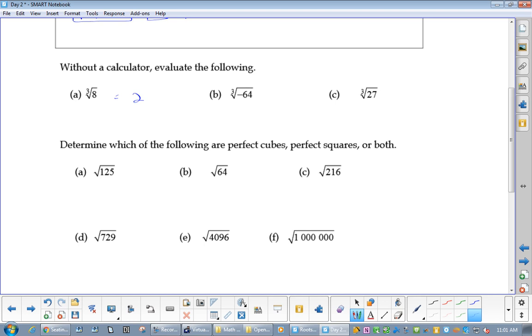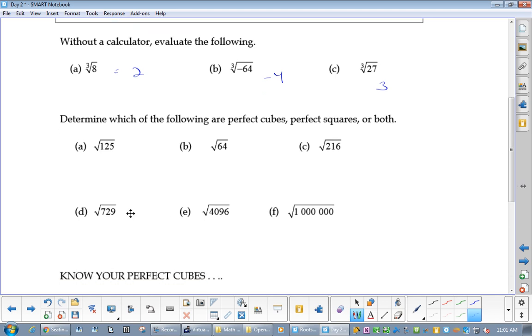2. Cube root of negative 64. Negative 4. Cube root of 27. 3. Can it be negative 3? No, because that would mean it was negative 27, right? Okay. Cube root of 1. Now, this one says determine if they're perfect cubes, squares, or both.